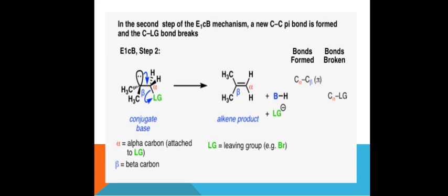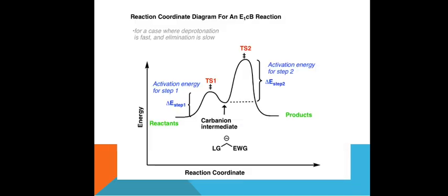Did you understand? So this is a two-step process. This is the energy level diagram for E1cb reaction. Energy is on the y-axis, reaction coordinate is on the x-axis, and reactant and products are at lower energy state. You have two peaks formed. The delta E for step 1 is small and the delta E for step 2 is bigger, and the activation energy is more for the second transition state.